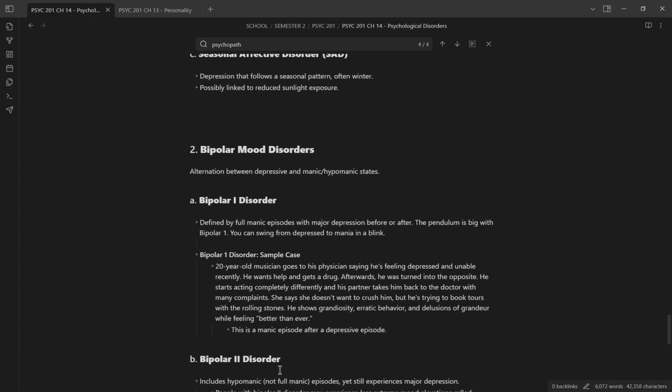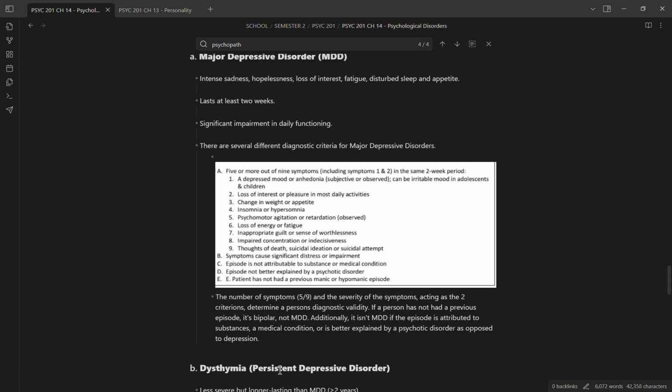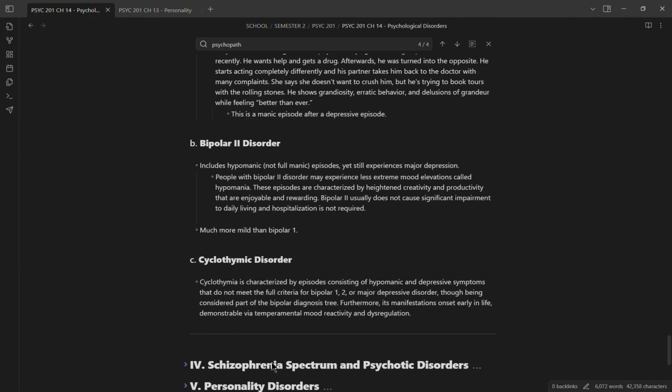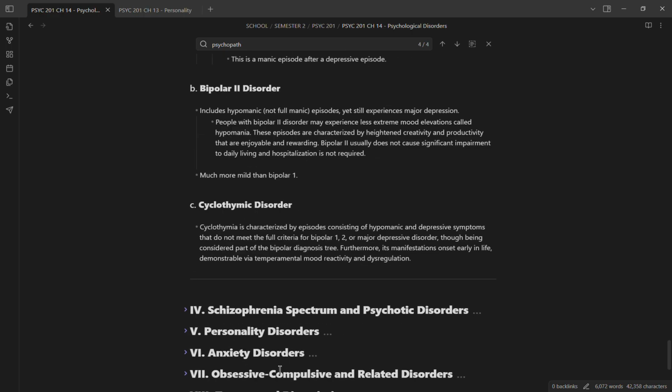And finally, our final bipolar mood disorder is cyclothymic disorder. This is characterized by episodes consisting of hypomania and depressive symptoms that do not meet the full criteria for bipolar 1 or 2 or major depressive disorder, though being considered part of the bipolar diagnosis tree. Furthermore, its manifestations come onset in early life, and they are demonstrable via temperamental mood reactivity and dysregulation.